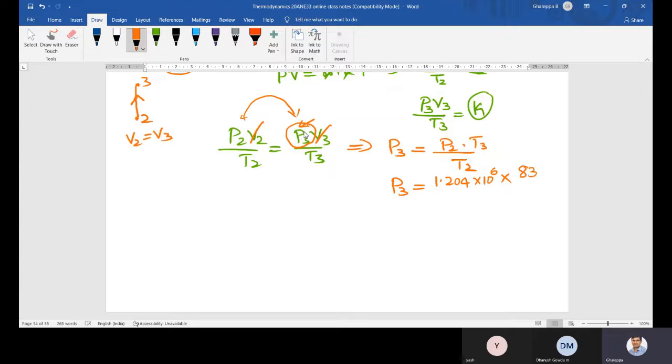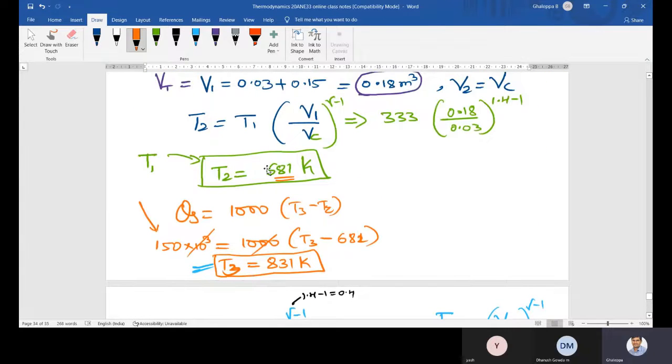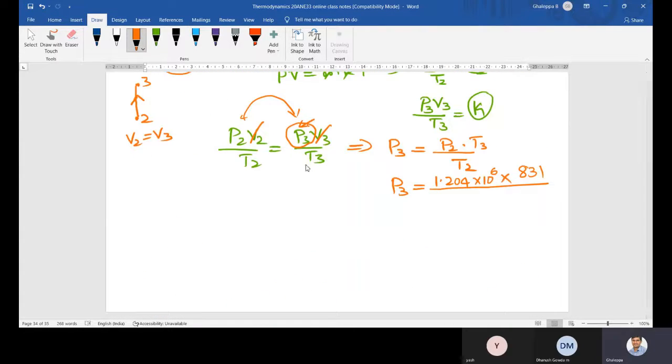T3 is 831 divided by T2. T2 also we have calculated in the previous first two pages. T2 is 681. Ash has told 681. Okay, I will write 681. So simplify this equation, put all the values in the calculator and tell me the value. 1.469 into 10 to the power of 6. Yes, 1.46 into 10 to the power of 6 Newton per meter square.